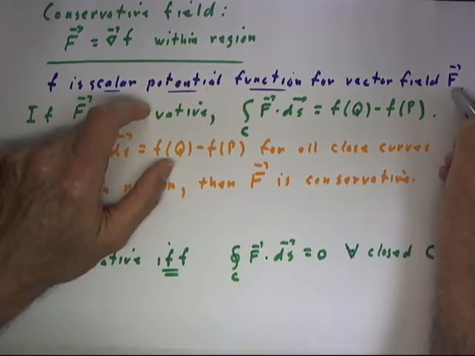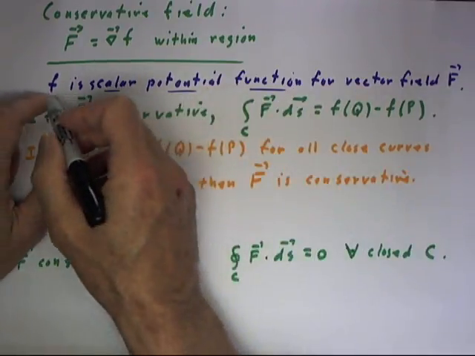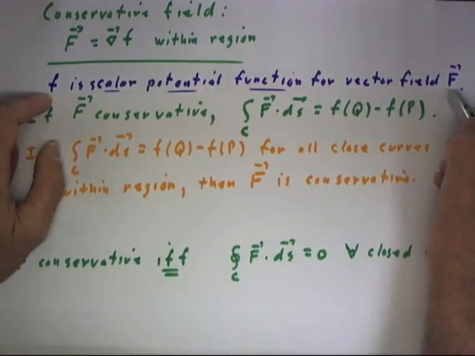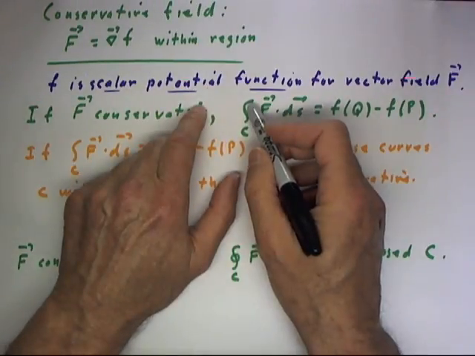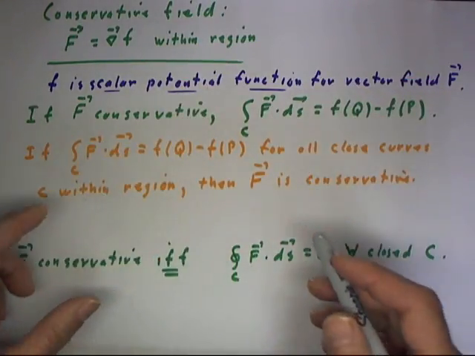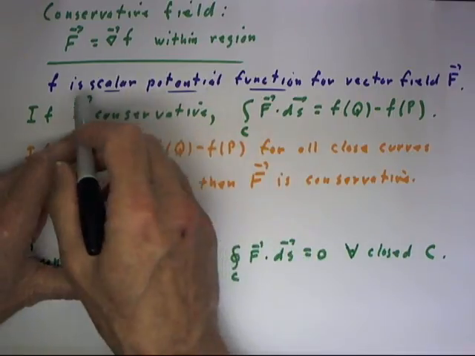So if f is a scalar potential function for the vector field F, then if F is the gravitational field, f is the potential energy function. Many other examples, and we'll talk about those later.